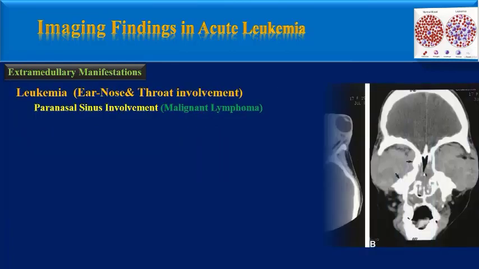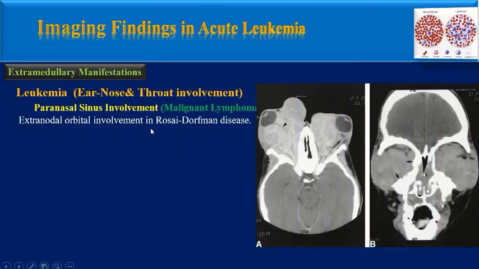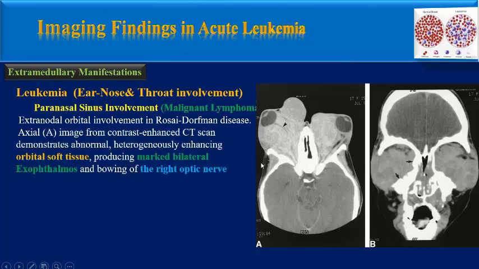A case presentation. This is extranodal orbital involvement in Rosai-Dorfman disease. Axial CT image demonstrates abnormal heterogeneously enhancing orbital soft tissues, producing marked bilateral exophthalmos and bowing of the right optic nerve.